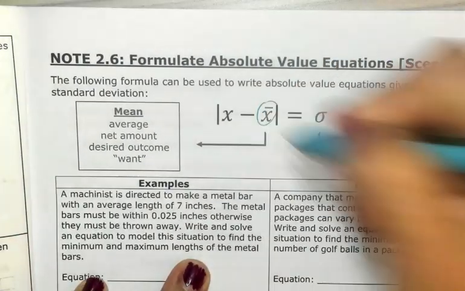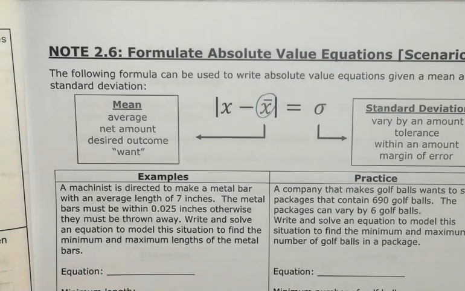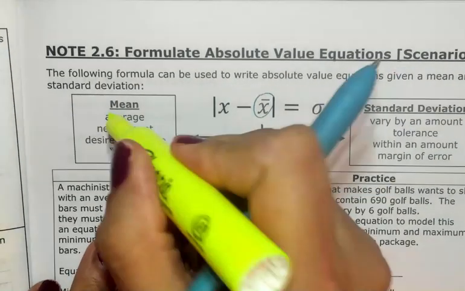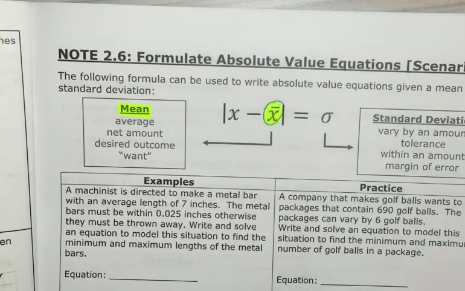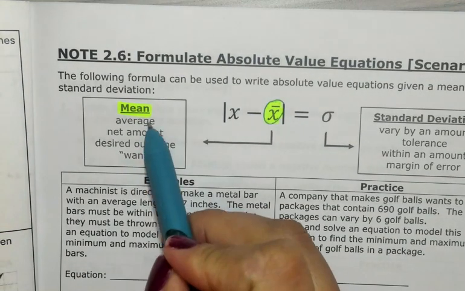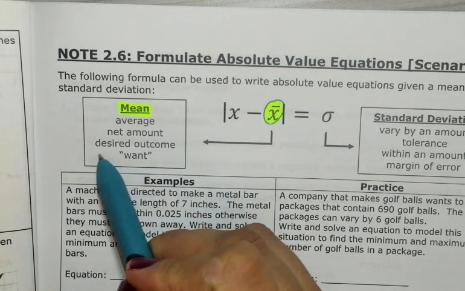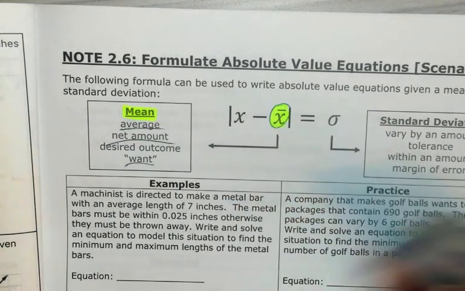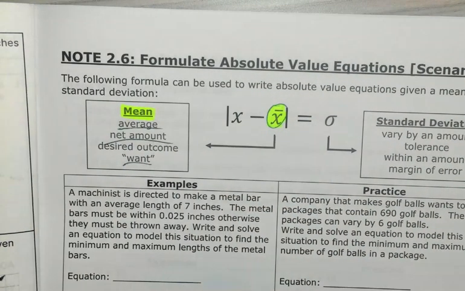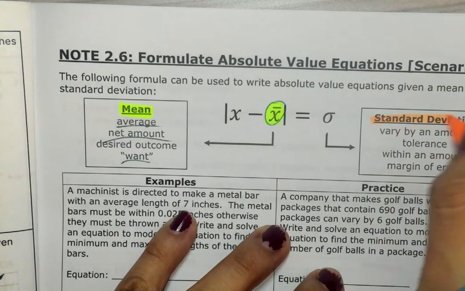We want to replace this number with whatever is mentioned in the word problem that represents a mean. And that's usually represented when they talk about an average or a net amount of something or a desired outcome or a want. So just read carefully and look for those keywords that will tell you those things.